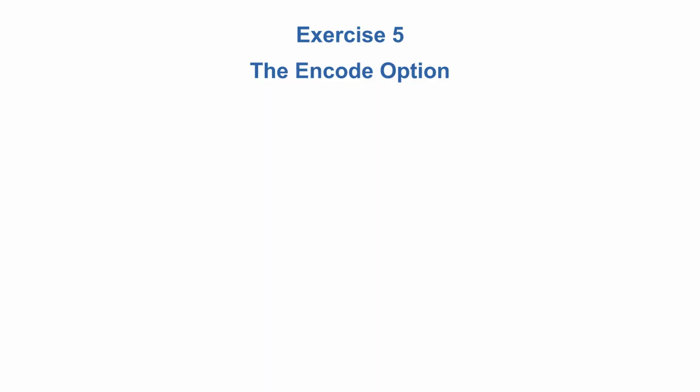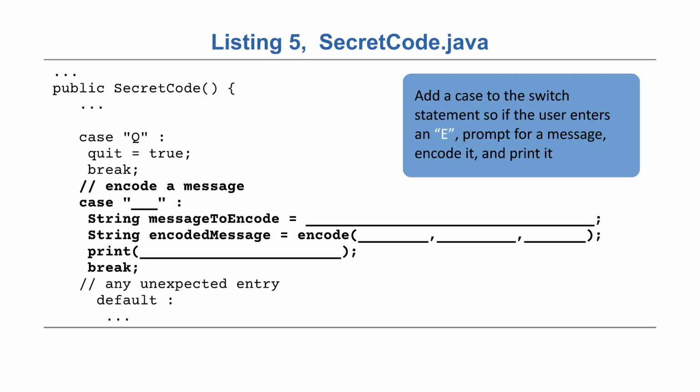Next, let's encode a message if the user enters E to encode. Exercise 5, the encode option. Add a case to the switch statement so if the user enters an E, prompt for a message, encode it, and print it. Hint, use encode with alphabet as the from alphabet and key as the to alphabet. Run it. What happened? If you entered E, it should have asked you to enter a message, encoded it, and printed it.